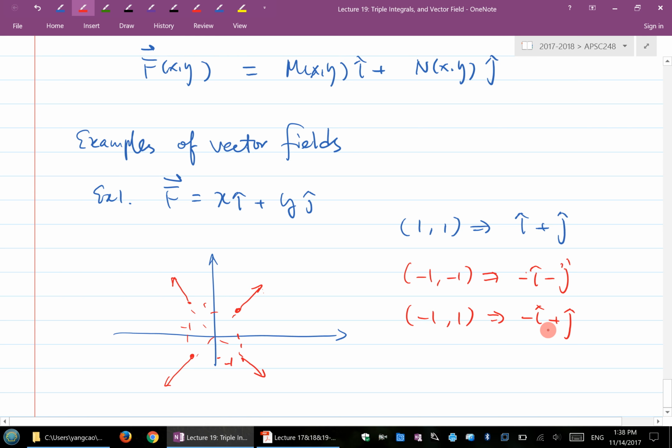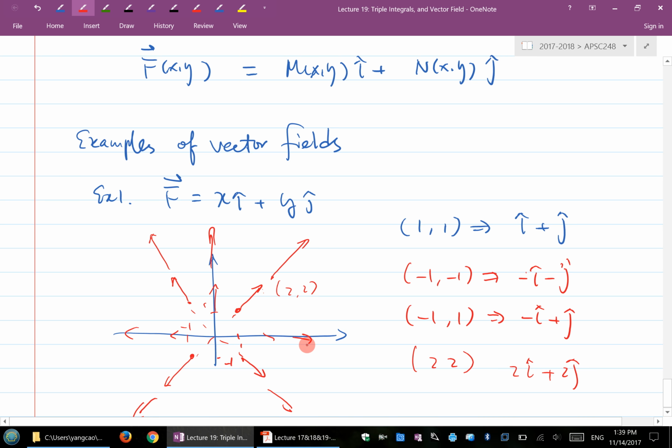Now you can imagine if I plug in 2, 2, I get another vector here, maybe pointing this way, but this will be 2i plus 2j. So this is going to be a longer length than the previous one, but it started at, let's say, the 2, 2 location, right? So if you plot all the possible vectors out, basically you get a whole bunch of vectors, like arrows shooting out of the origin here.